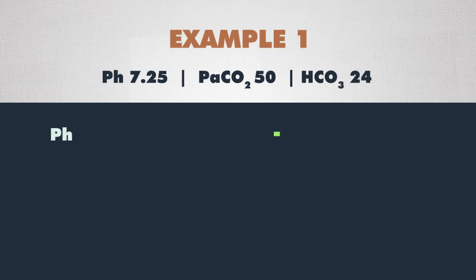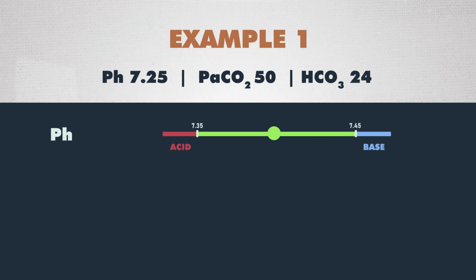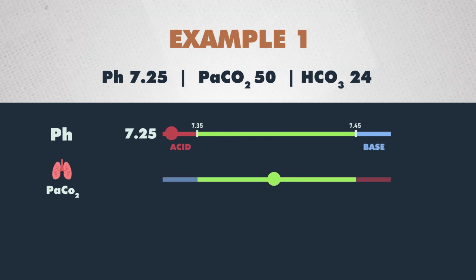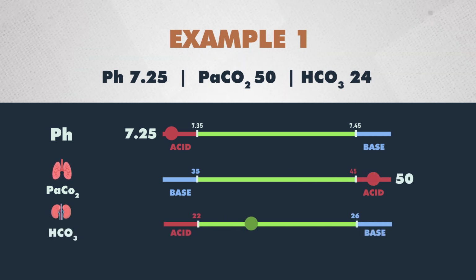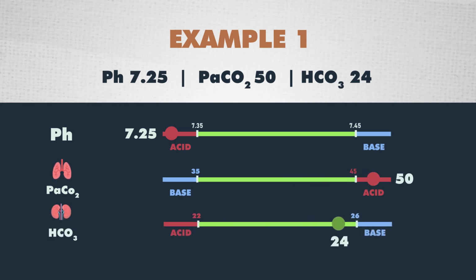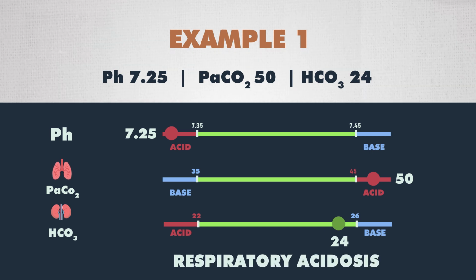Let's give an example. We know it is acidic because the pH is 7.25. If PaCO2 is 50, above the normal range, it means that there is a breathing problem. And with bicarb at 24, we have respiratory acidosis because our bicarb is normal.